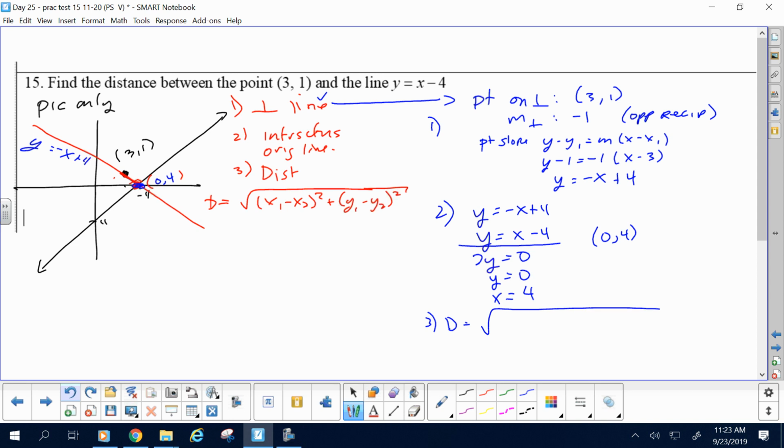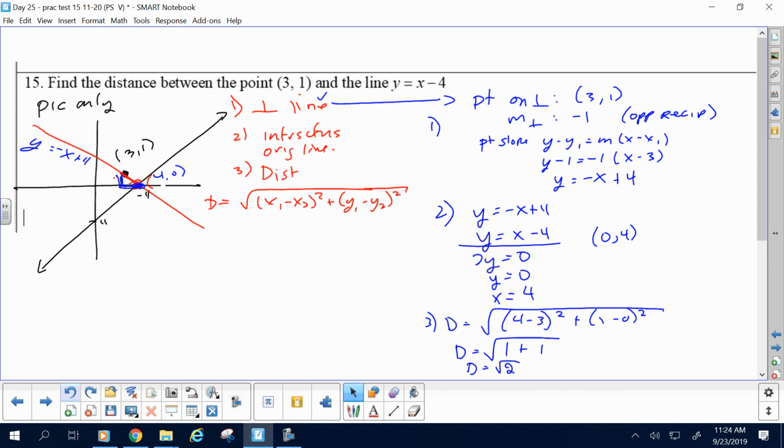The distance, by the distance formula, which is really just a form of the Pythagorean theorem, says the difference between the x's, 4 minus 3, that side of the triangle squared, plus the difference in the y's. Oops. I wrote this as 0, 4, but isn't it 4, 0? The difference in the y's is 1 minus 0 squared. So, at the end of the day, the distance is the square root of 1 plus 1, or the square root of 2. That's a gross one. There's one like that on the homework. I hope you took good notes. You can use this as a guide. All right?